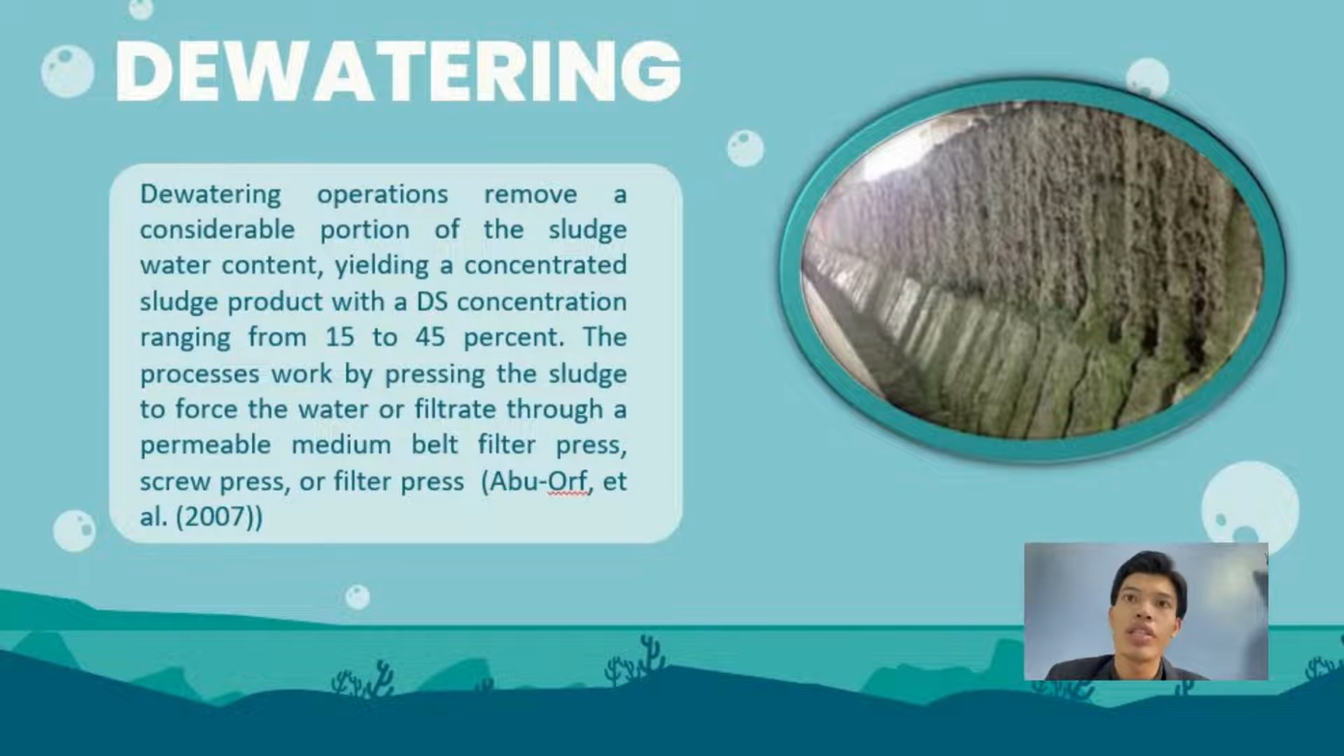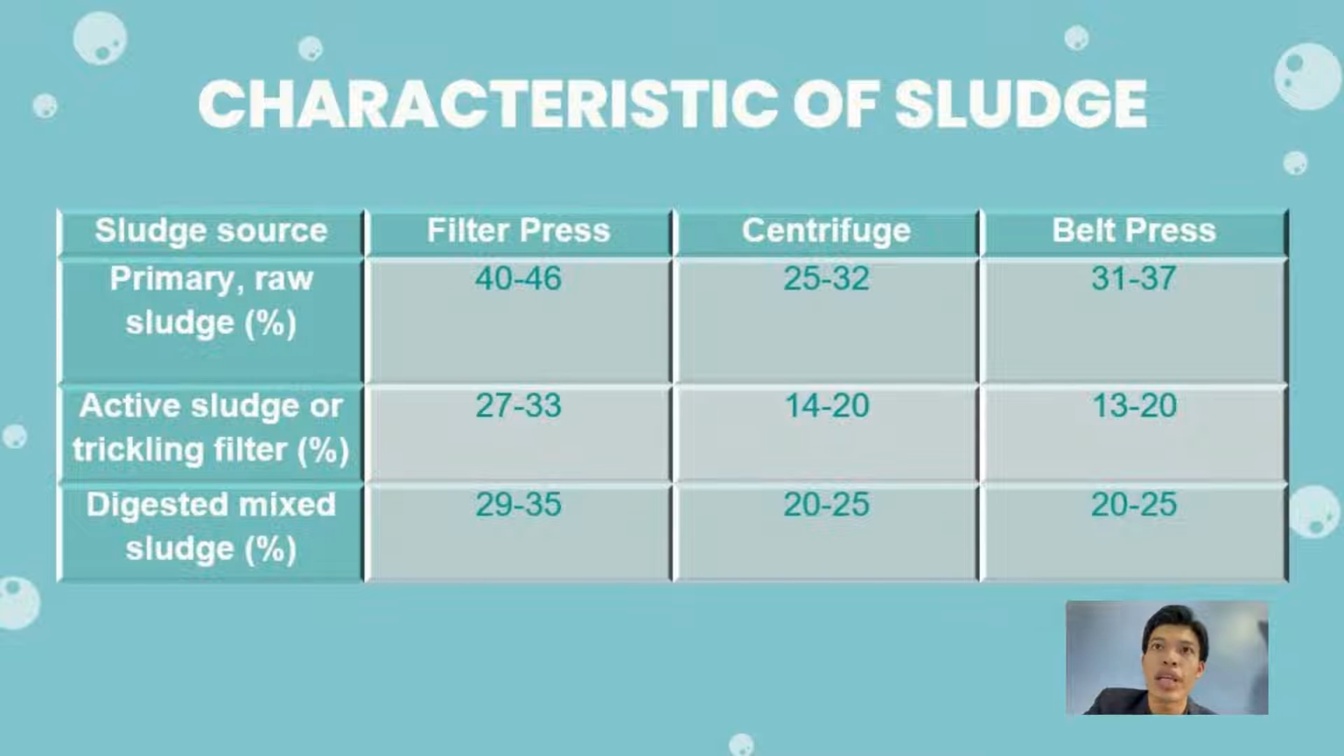Dewatering is the process of separating water and the sludge, where the dewatered sludge concentration is about 15 to 45%, and it can be processed through a belt press, filter press or screw press. Studies show that the sludge is characterized by ranging percent through 3 medium dewatering technologies, where the highest ranging is about 40 to 46%, whereas the sludge source is from primary and raw sludge.